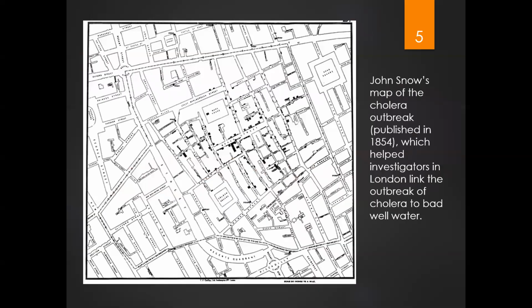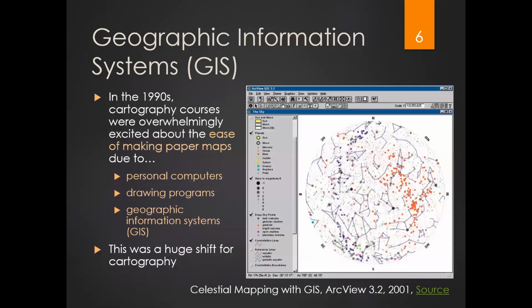The second map is John Snow's map of the cholera outbreak in London. This map is also considered as an early and perfect combination of geography and public health, right? In this map, the length of each black bar here is used to address the number of cases at each block, right? And then the second milestone is the rise of GIS.